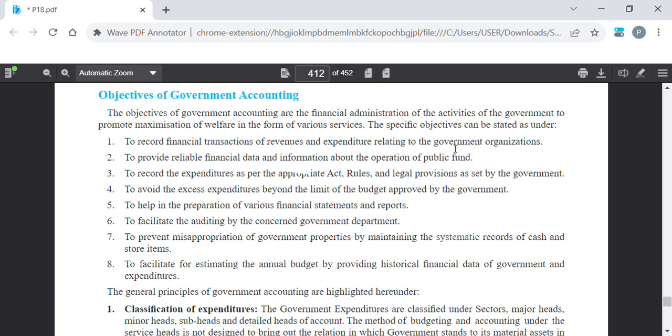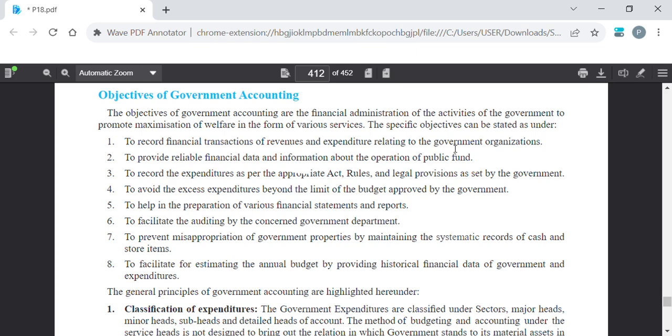To avoid excess expenditures beyond the limit of budget approved by the government, check and limit budget use. Then you have to help in preparation of various financial statements and reports. Then you have to prevent misappropriation, to facilitate auditing by concerned government department, ease auditing by government departments.